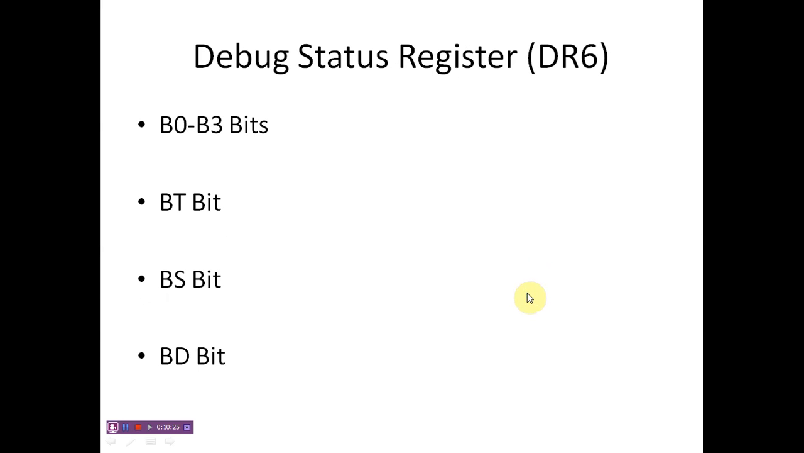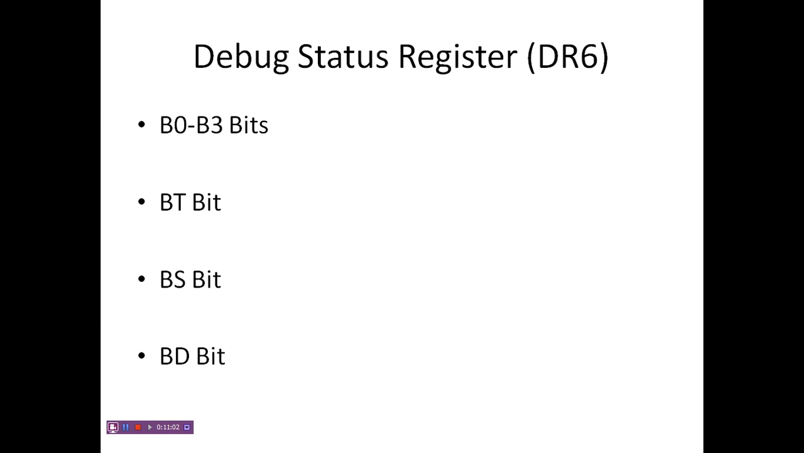Next is the debug status register, that is the DR6 register. It has bits B0 to B3, the BT bit, the BS bit and the BD bit, which are used for debugging purposes. When the processor detects an enabled debug exception, it sets the low order bits of this register, that is B0 to B3, before entering the debug exception handler.